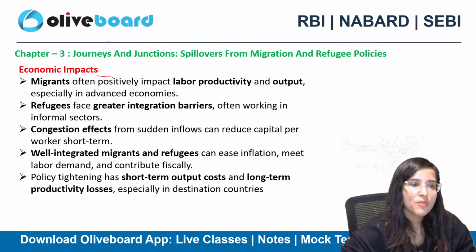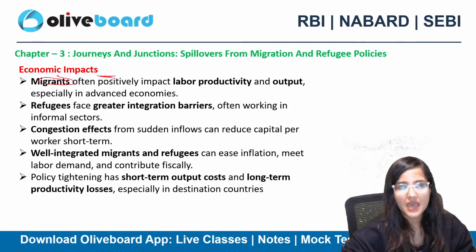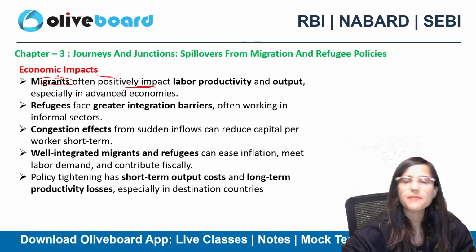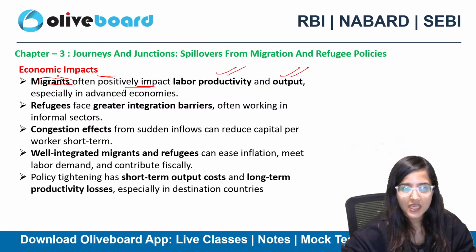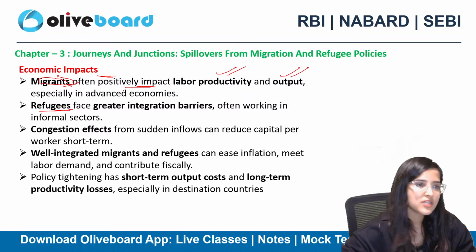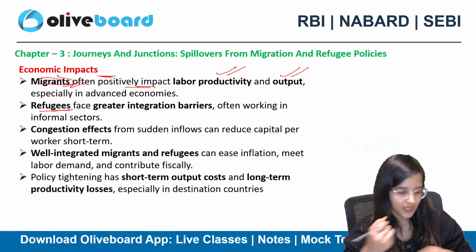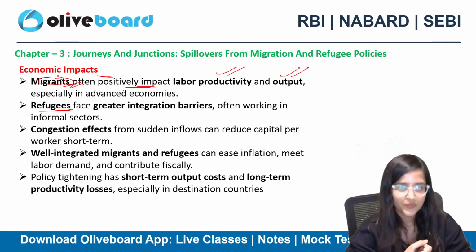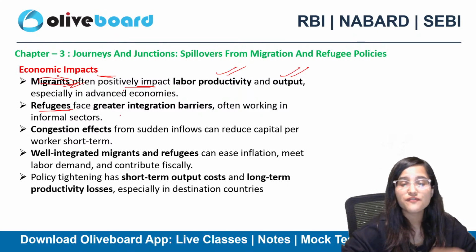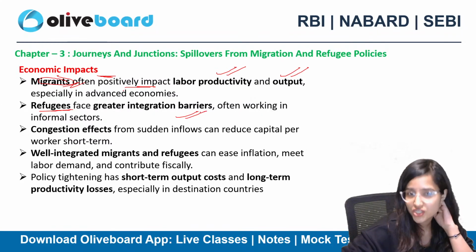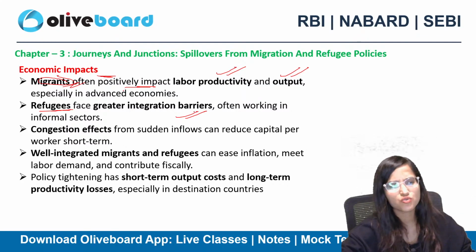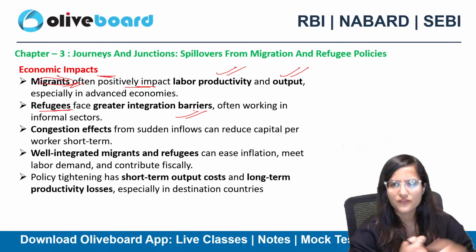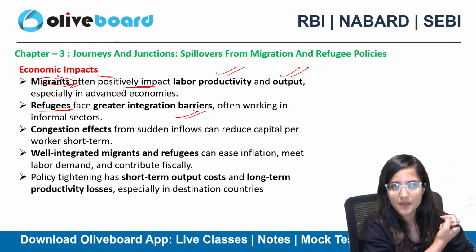Then we have economic impacts of migrants. अब क्या है कि माइग्रेंट्स यूजुअली पॉजिटिवली ही इम्पैक्ट करते हैं. लेबर प्रोडक्टिविटी इंक्रीजेस, आउटपुट इंक्रीजेस. ठीक है. जो रेफ्यूजीज है, माइग्रेंट्स, तो दे यूजुअली पॉजिटिवली इम्पैक्टिंग लेबर प्रोडक्टिविटी एंड आउटपुट ऑल्सो. रेफ्यूजीज क्या है? दे फेस बैरियर्स, इंटीग्रेशन बैरियर्स, क्योंकि कोई उन्हें पसंद नहीं करता. रेफ्यूजी है तो उनको दूर दूर ही रखते हैं. दैट दे आर रेफ्यूजीज, वी ट्राई टू डिस्क्रिमिनेट अगेंस्ट देम.